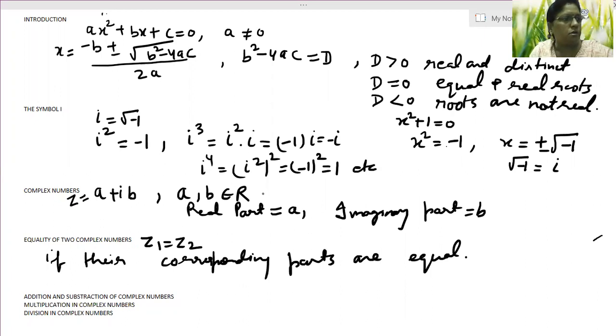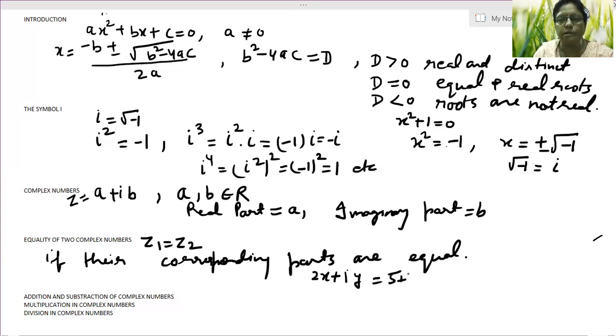So this can be used in some application, like suppose the question is find the value of x and y if 2x plus iy is equal to 5 plus 4i. As I told you, two complex numbers are equal if their real and imaginary parts are equal. This means we can say x is equal to 5 and y is equal to 4, if you equate their corresponding real and imaginary parts.